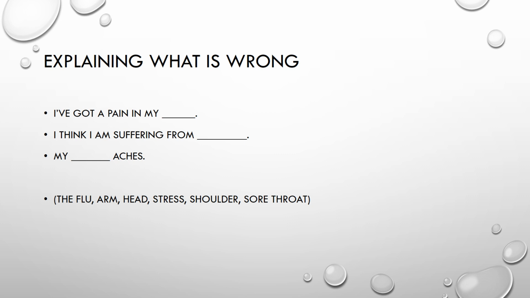I also can use, I think I am suffering from, and here suffering can be from a disease or an illness or a sickness, something like the flu, something like stress, something like headache, something like sore throat. Some of them are between the brackets, some of them are not. I can also say my something aches. For example, my head, my eyes, my hand, etc. So also some body organ.